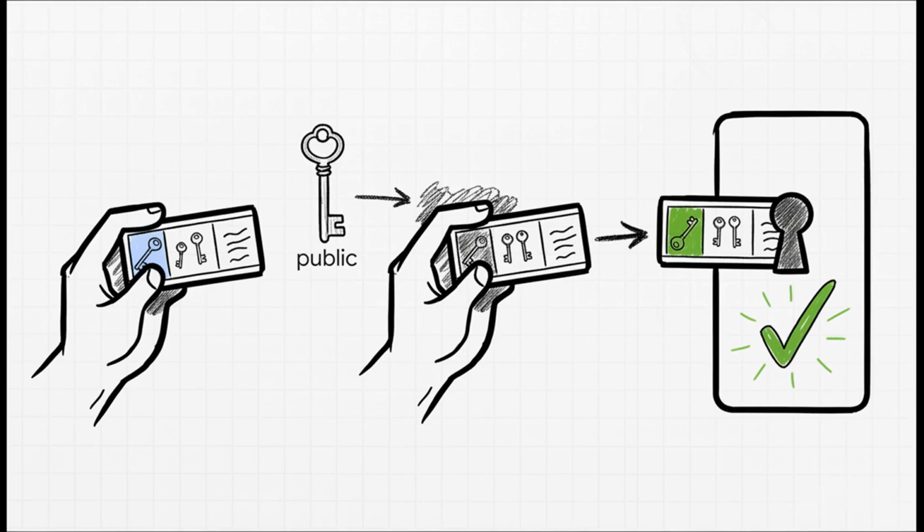Now, if your server isn't configured to say, hey, I only accept RS-256, it'll see the HS-256, use the public key to validate it, and it will work. The attacker just forged a perfectly valid token.